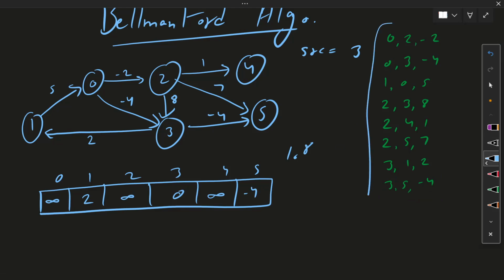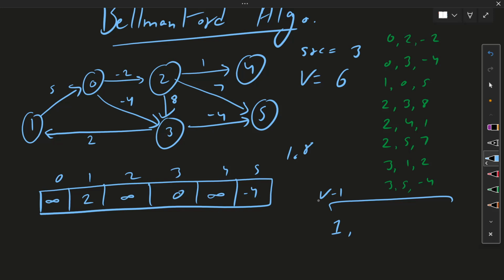So we have visited this one time. Let me write one time we have visited this, and also write the number of nodes. So v, number of nodes, is 6. We need to do this for v minus 1 times. Why v minus 1 times? I will tell you why we need to do v minus 1 times. So just now we have traversed for one time. Let's do the iteration for one more time.